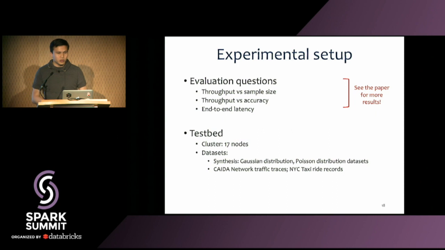We make use of a cluster with 70 nodes to run our experiments. We use micro-benchmarks and also do real-world case studies to evaluate our system. For the micro-benchmark, we use Gaussian and Poisson distribution datasets. For the first case study, we use the CAIDA network traffic trace, and for the second case study, we use the network records datasets.